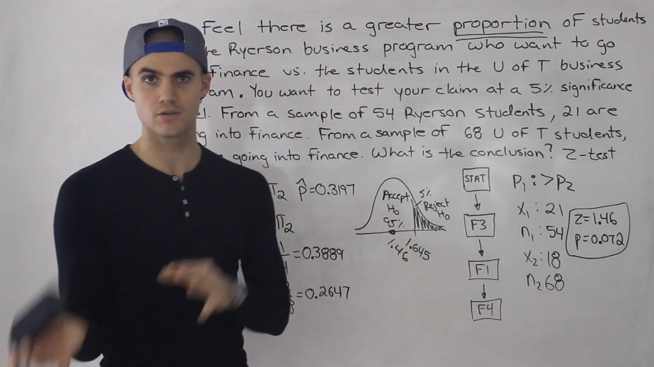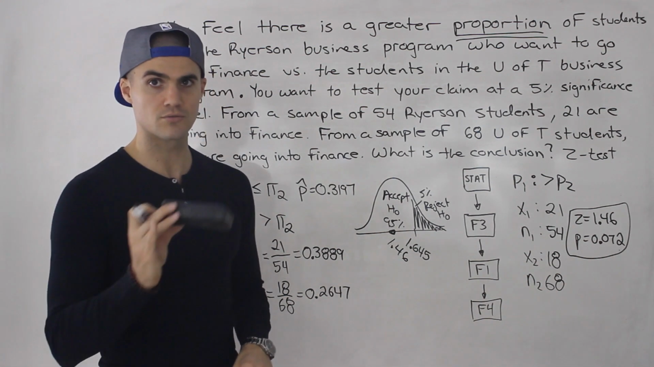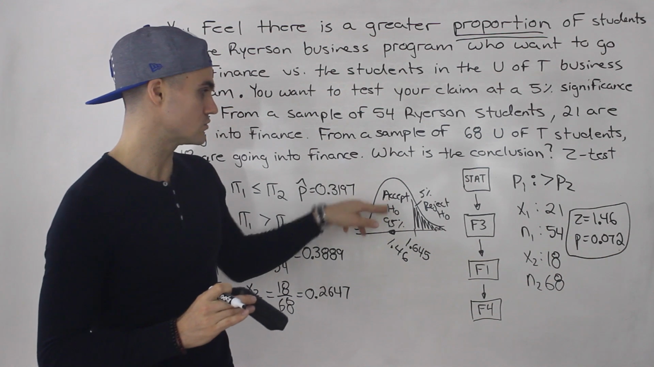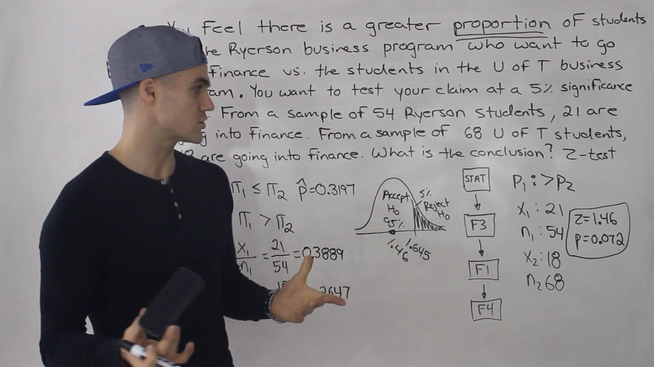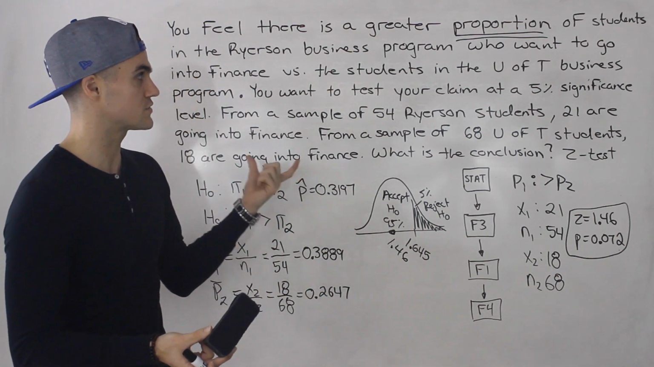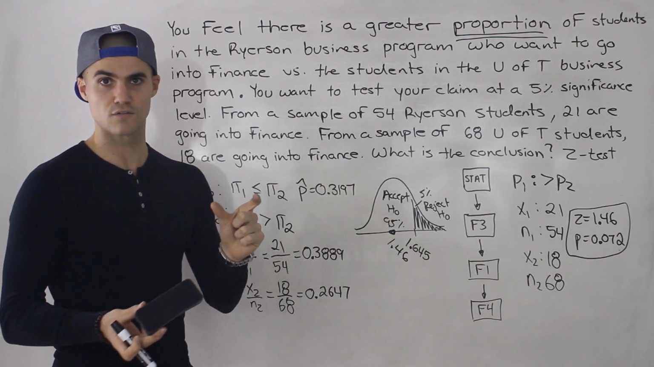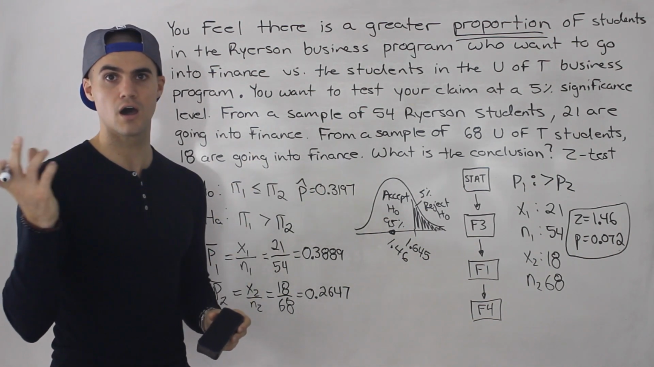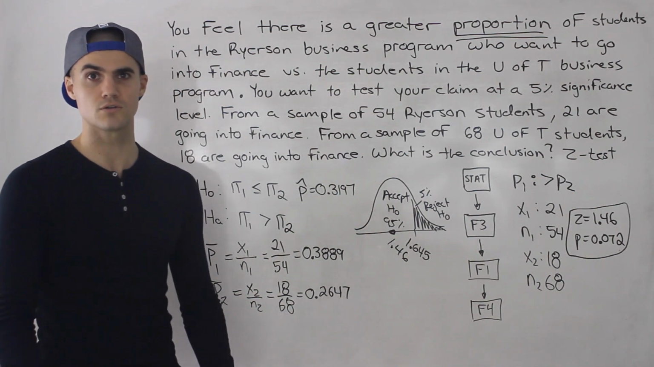And whenever the p-value is greater than the significance level, that means that we fail to reject the null, or we continue to accept it. Right? So the conclusion of this question is that there's not enough evidence that there's a greater proportion of students from the Ryerson business program who want to go into finance versus the proportion of students from the U of T business program who want to go into finance.